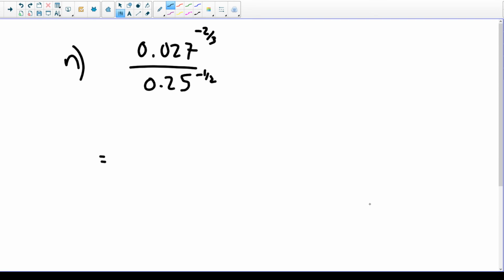So here's the first thing I would do. And this is a bit of a shortcut. I may have a sneeze coming. I might have to mute the mic in a second. So what I'm about to show you is a bit of a shortcut. We could write both of these as 1 over 0.027 to the power of 2/3 divided by 1 over 0.25 to the power of 1/2, like to get rid of the two negative exponents.